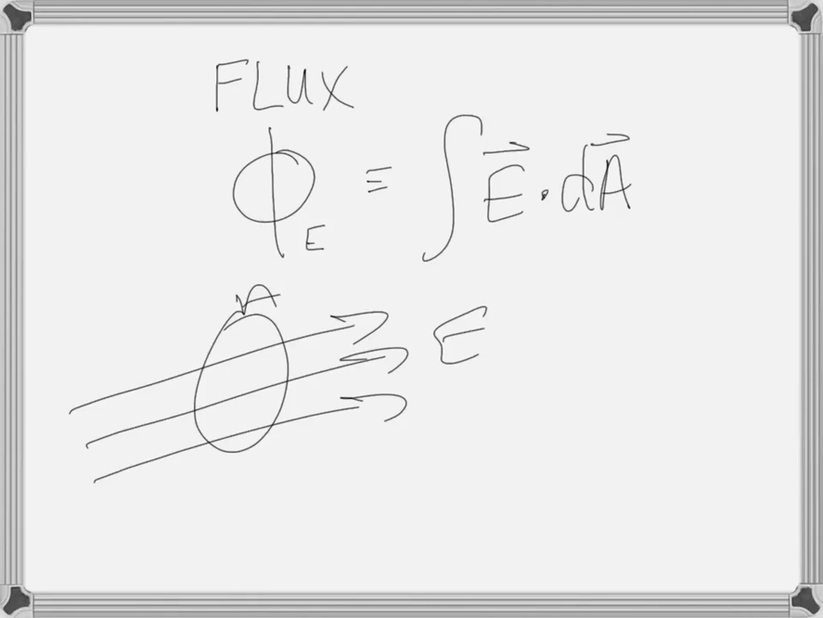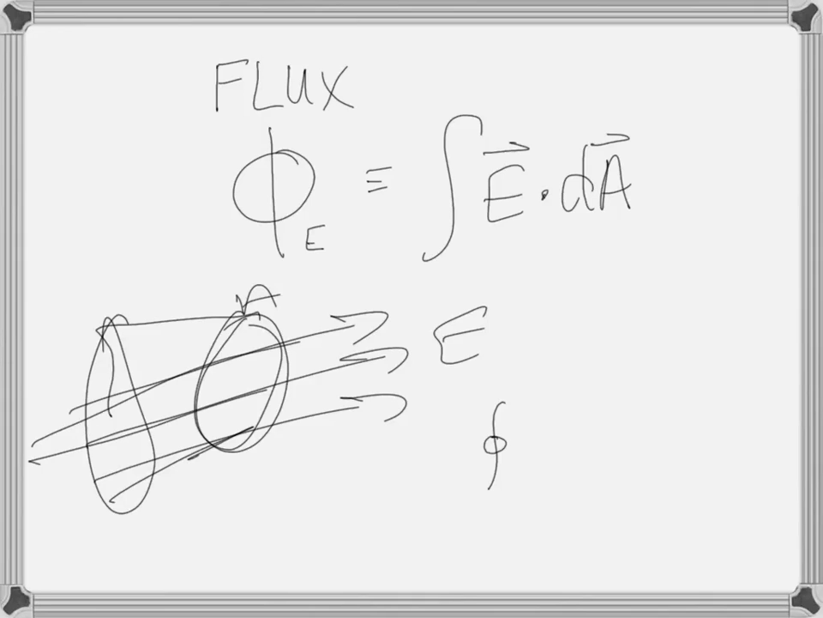Gauss's law specifically said the flux through a closed surface, so it can't be just an open area, it's got to be a closed surface, is dependent only on the charge enclosed by that surface. There's some parts of this that are very obvious, right? Because if the flux is the net number of field lines that pass through an area, and you don't have any charge inside of that area, right?